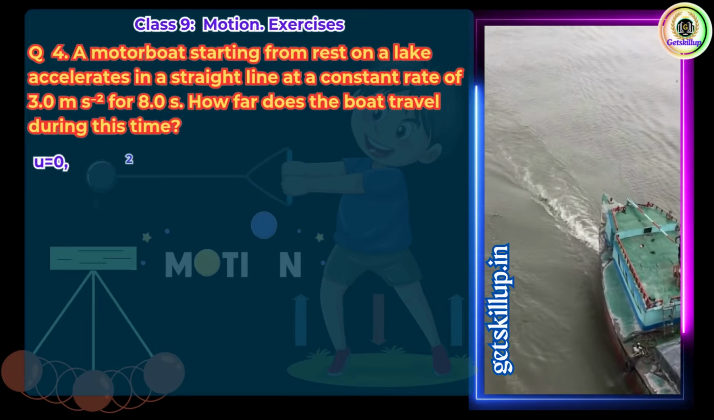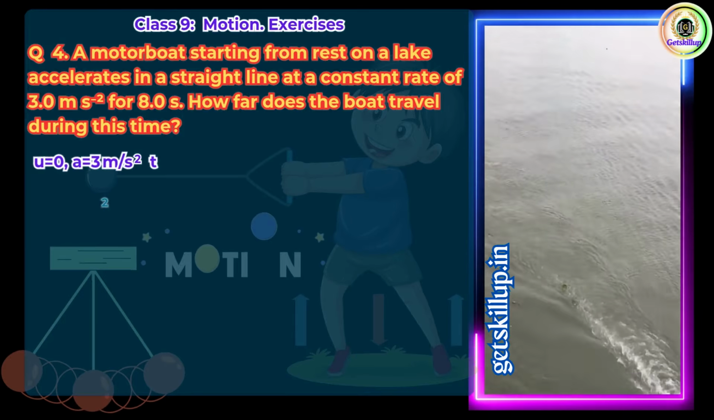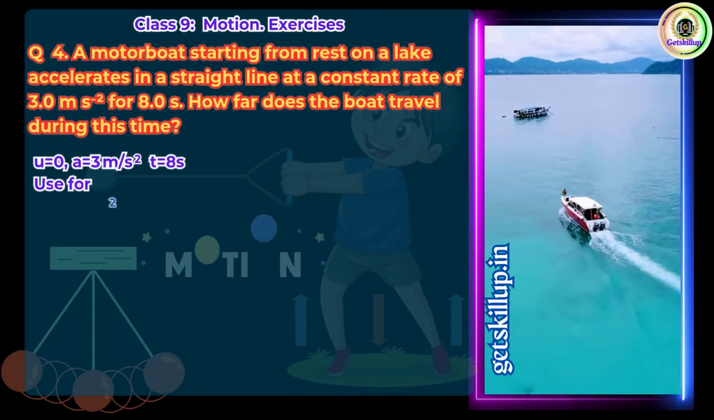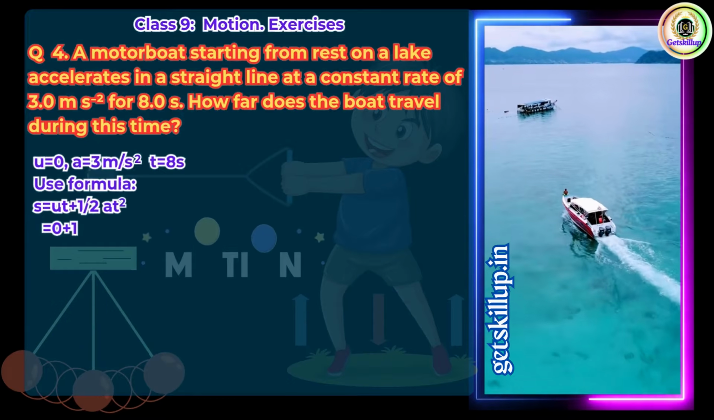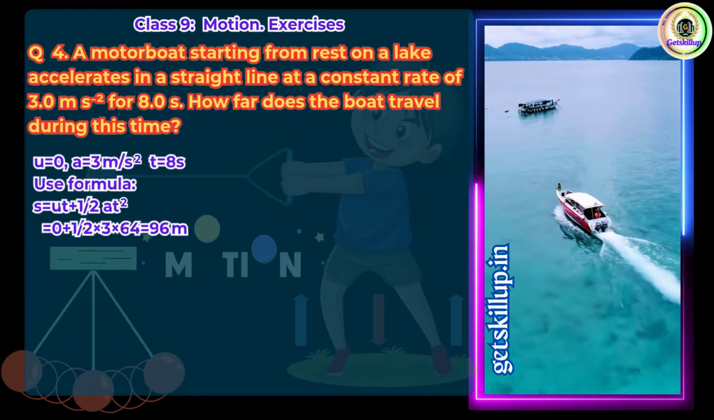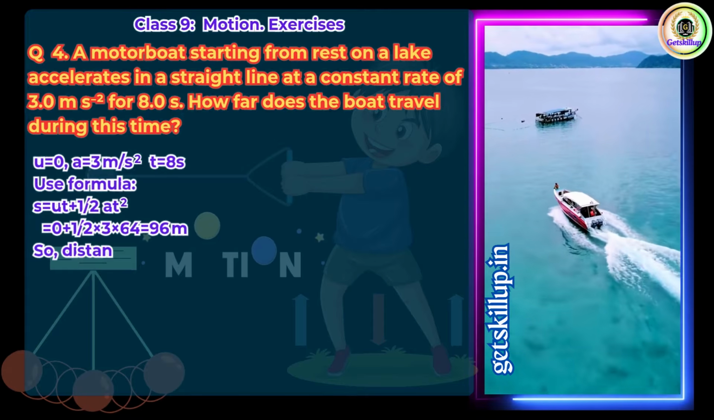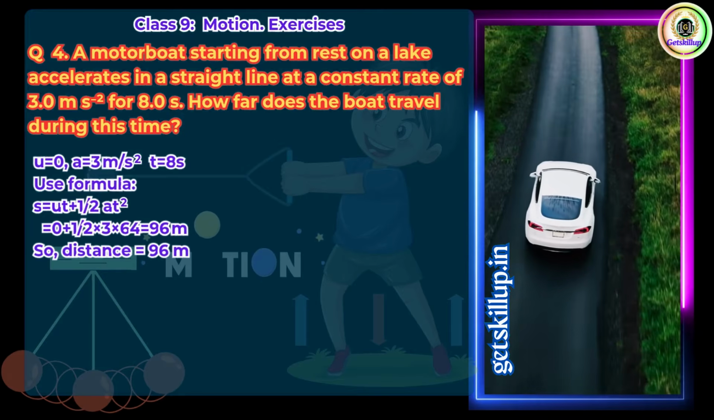Answer. U equals 0, A equals 3 meter per second square, T equals 8 seconds. Use formula S equals UT plus half AT square, which is 0 plus half into 3 into 64, which is 96 meter. So, distance equals 96 meter.